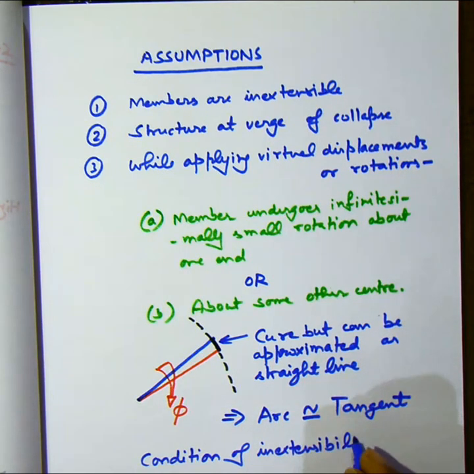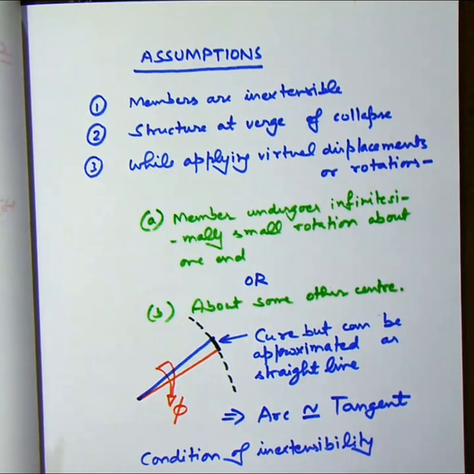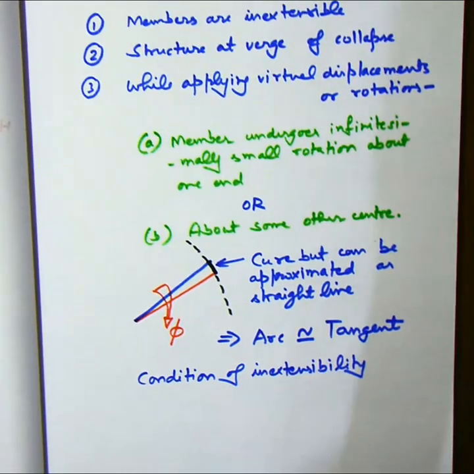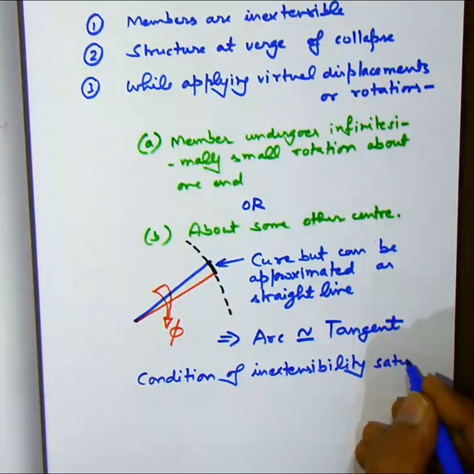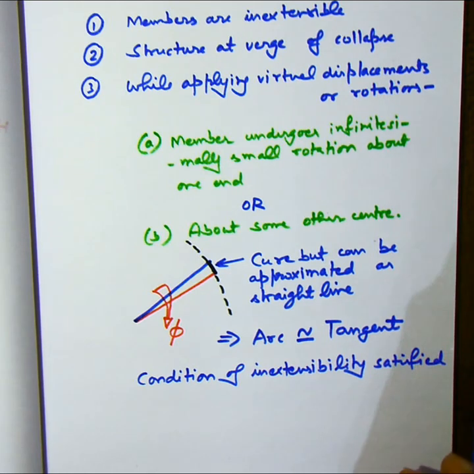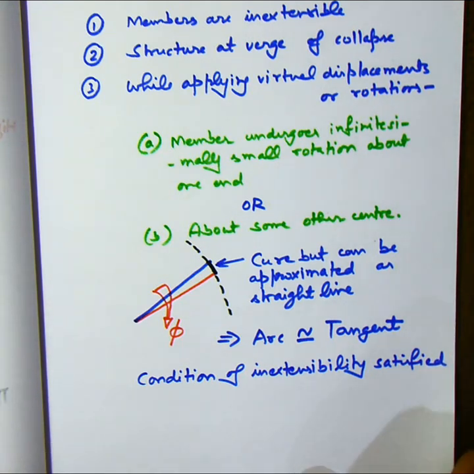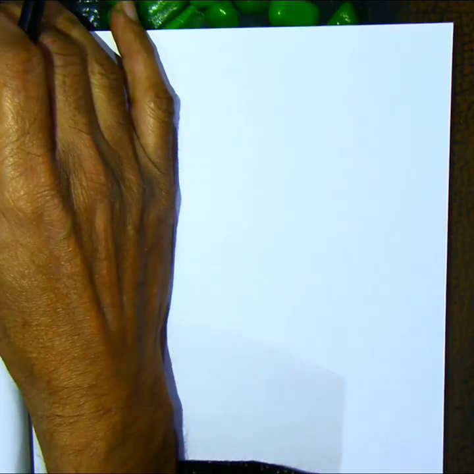So in this process, the condition of inextensibility holds good. We had this assumption in the case of the stiffness approach also. So we learned that if the members are considered inextensible, then if they undergo any displacement normal to their own lengths, their lengths are not changing. Now with this information, let's do the analysis of the beam column mechanism.